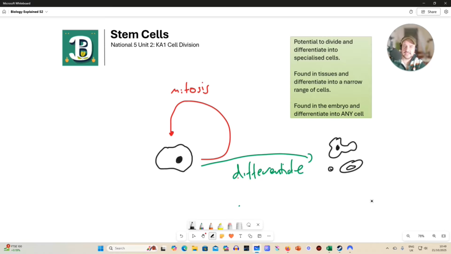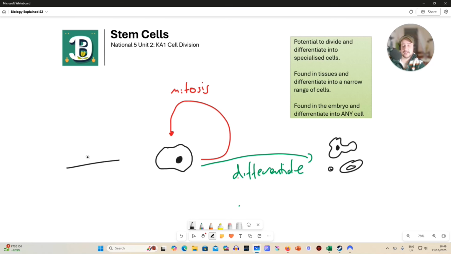The only difference really is the words that we use to describe them and where they're found. Okay, so whereas in an animal, stem cells will be found embedded in the tissues around the body, in plants they're only found in, well, two real places. Okay, and I'll do a sketch of a plant here.